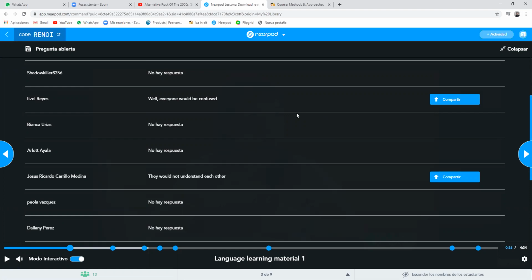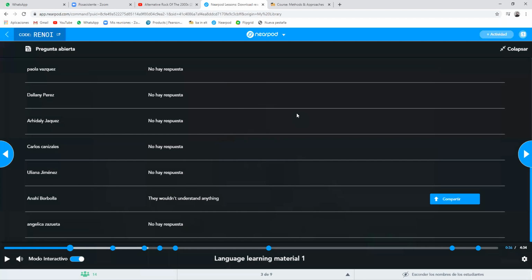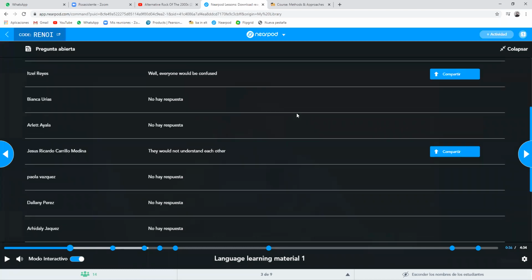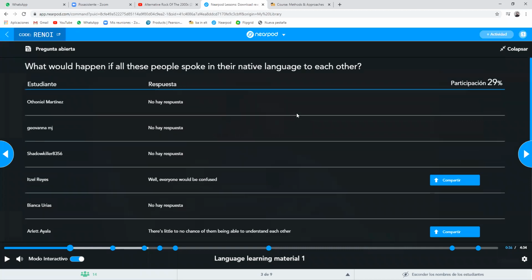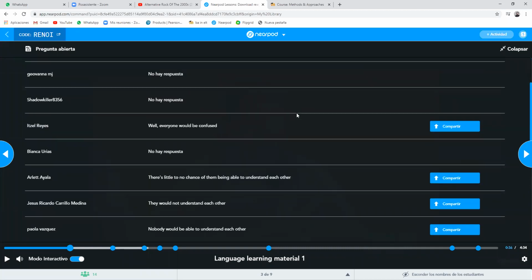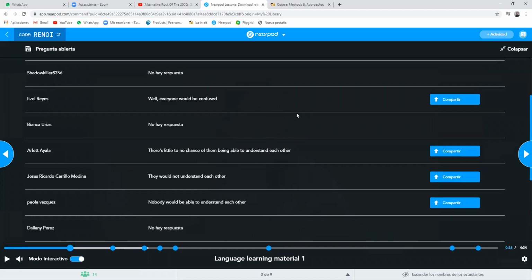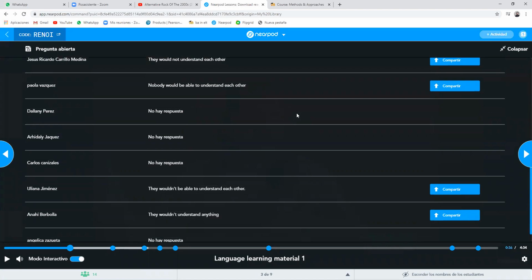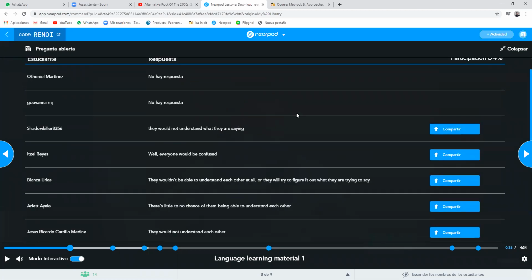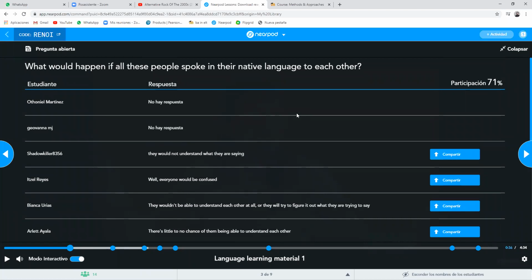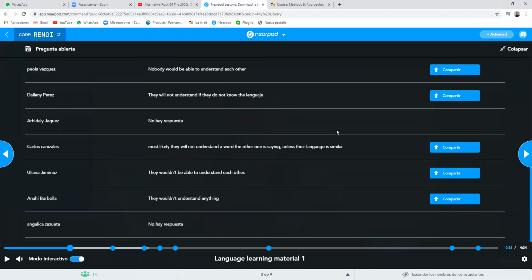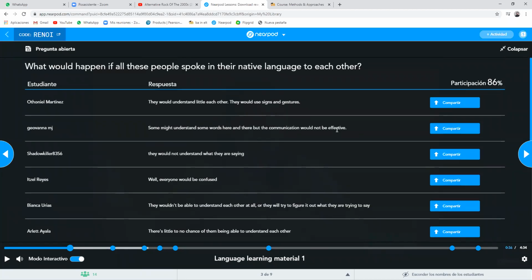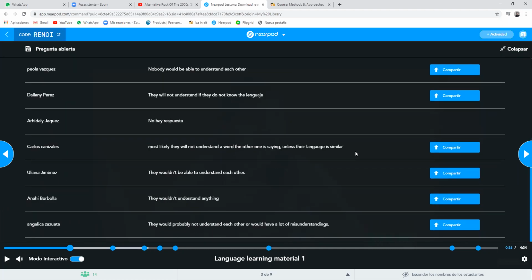All right, very good. Everyone will be confused. They won't understand each other. They won't understand anything. And very good. There's little to no chance of them being able to understand each other. Nobody will be able to understand each other. Very good. They will not understand what they're saying. All right, all right. They understand each other, like saying, huh? Excellent.